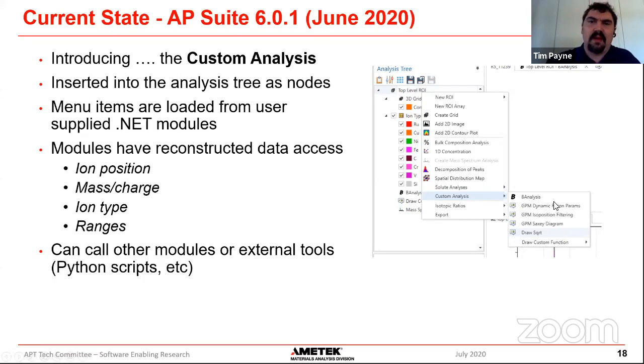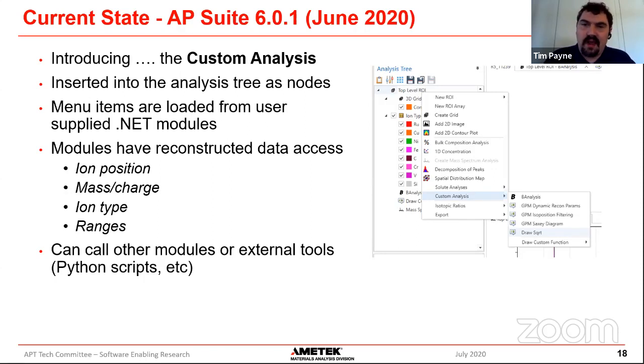Those are built at startup from analyzing the modules that are available. And the modules then, these custom analysis modules, have access to the data in your reconstruction. So that would be the raw ion position, XYZ, mass to charge ratios, the ion type, the identified type, which would be, say, silicon or iron, and also the range data which is used to generate those ion types. And because these modules are just normal DLLs, you can call any external code you like. You could call an external Python script, all quite easily.